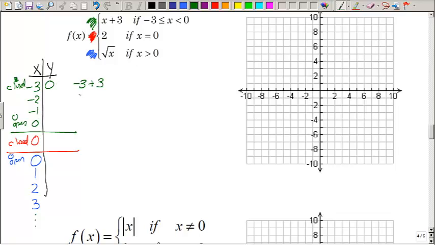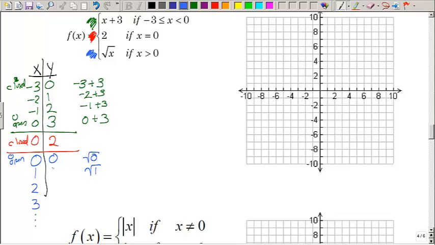-3 plus 3 is 0. -2 plus 3 is 1. -1 plus 3 is 2. And 0 plus 3 is 3. For my red function, when I plug in 0, I'm getting out the value 2. And for my blue function, when I plug in the value 0, the square root of 0 is 0.